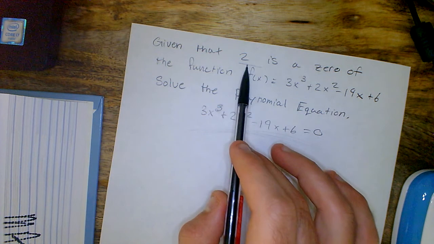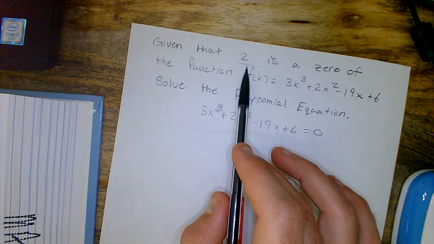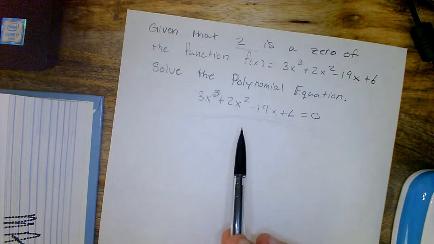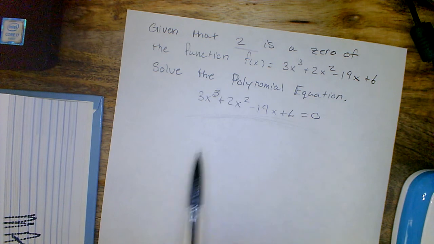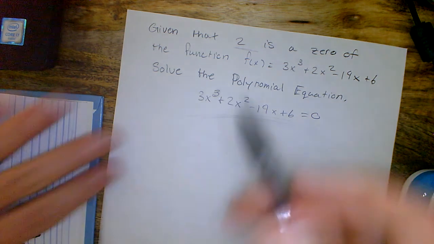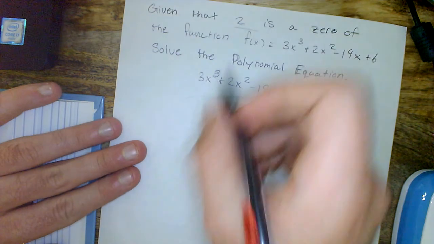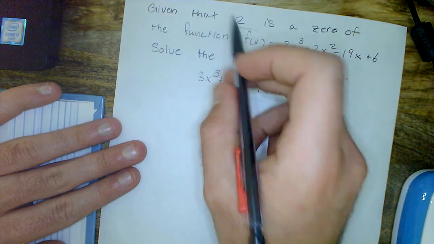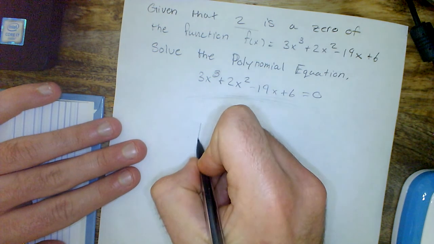So instead of trying to factor it, they already give you a factor. So we're going to go ahead and do long division so that we can get this down to a degree 2 polynomial, which is much easier to factor. So we're going to take this and divide it by x minus a, or x minus 2.